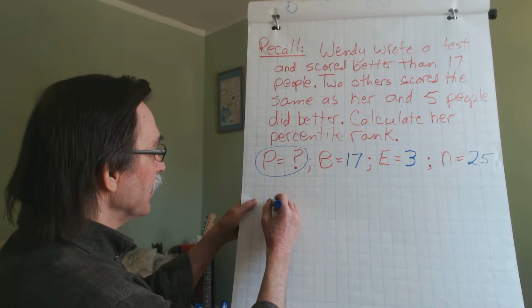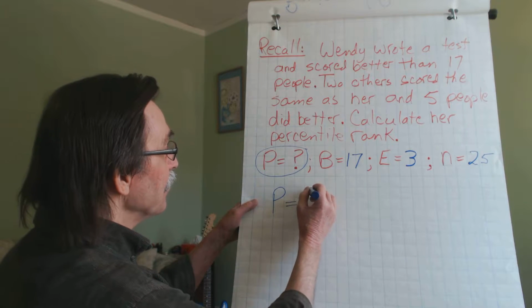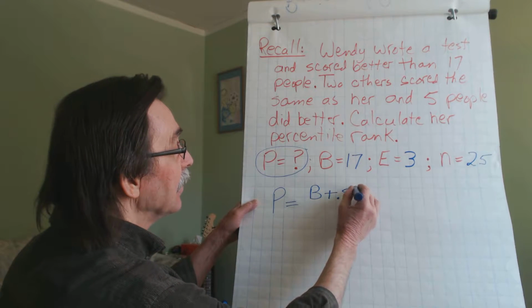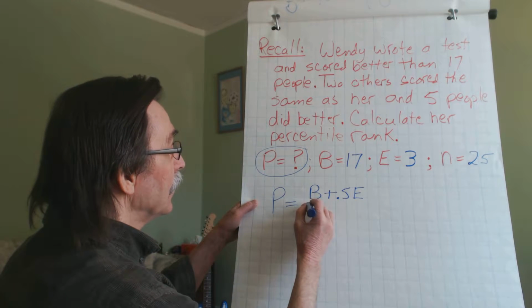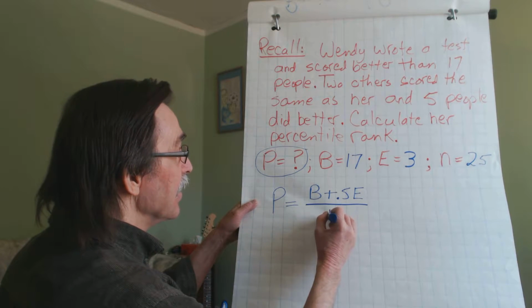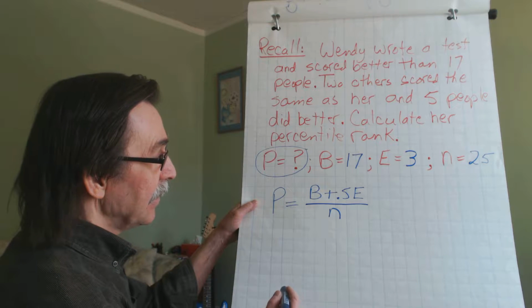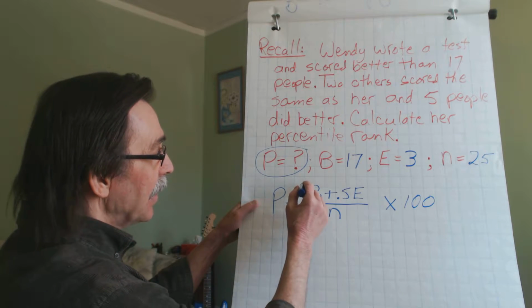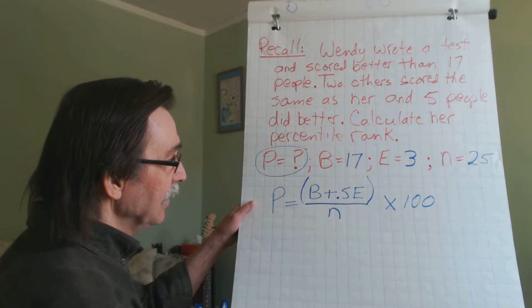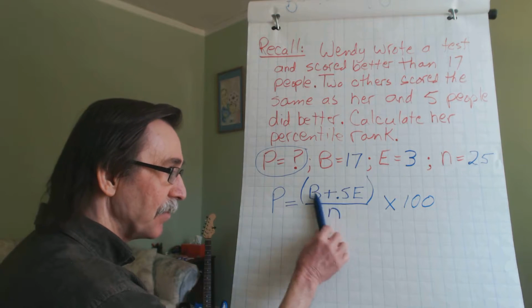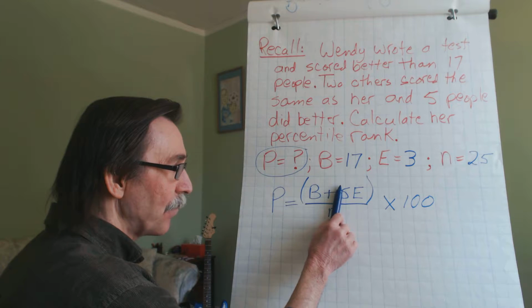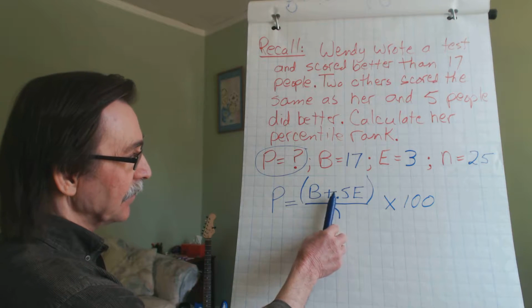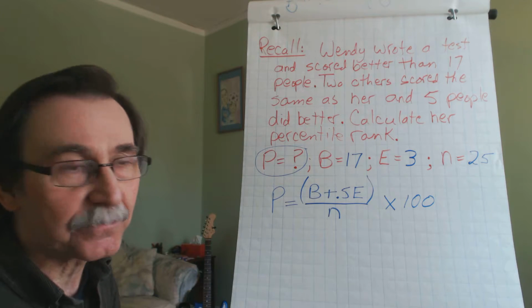So let's write down our formula. P is equal to B plus 0.5 E all over N times 100. And you know what? I will put this bracket around here again, like that, just so that you know that you should keep these together, evaluate this before you start multiplying by 100. We had a little fun the other day trying to see who had the right answer with this one.